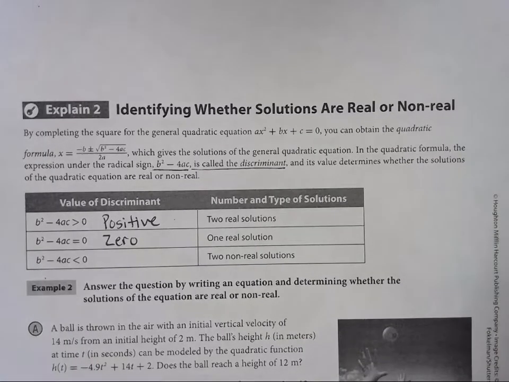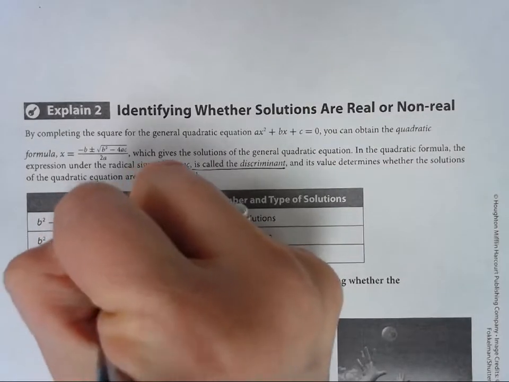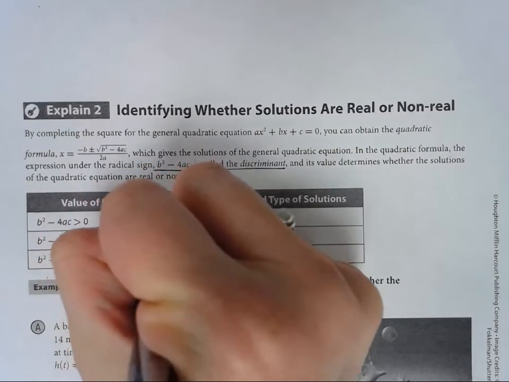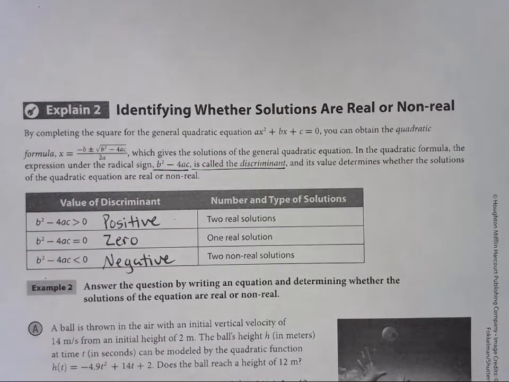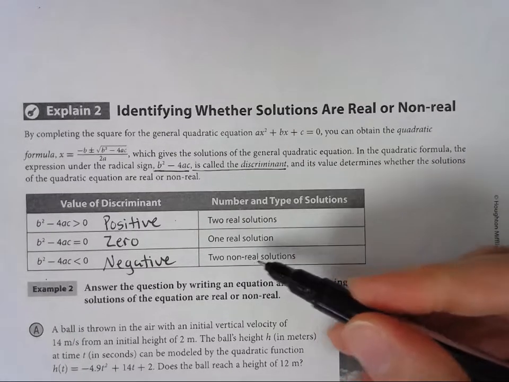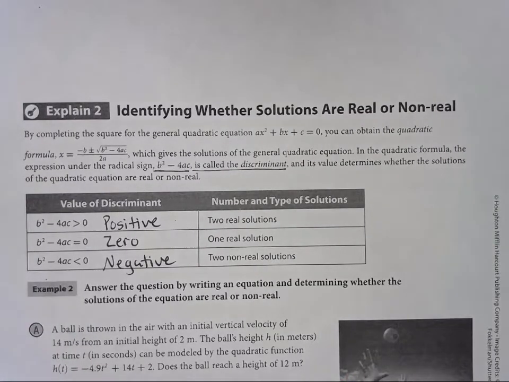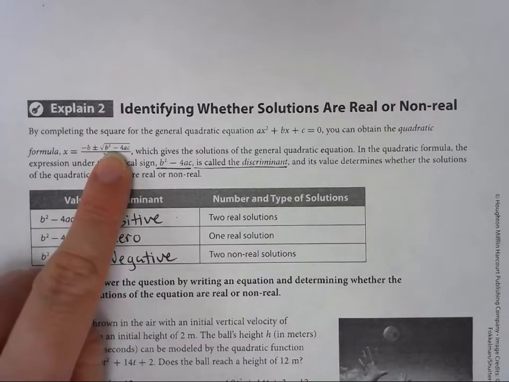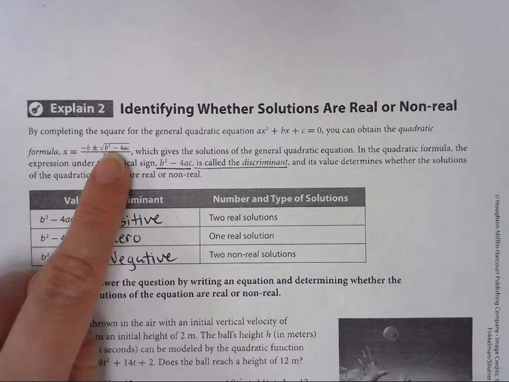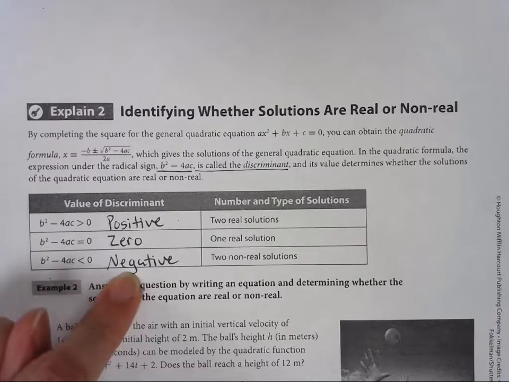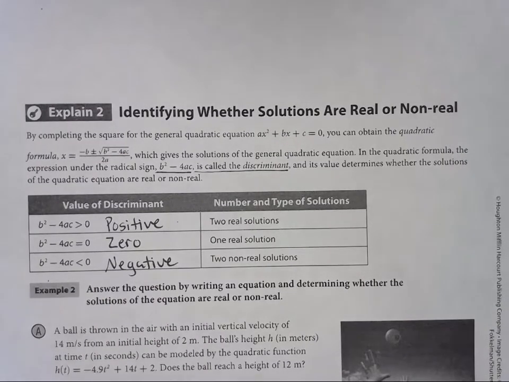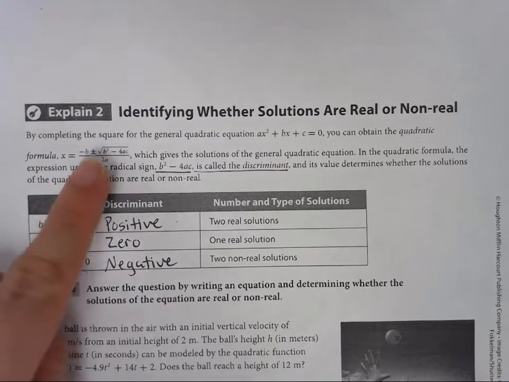And finally, if the discriminant is less than 0, meaning a negative number, you're going to have two non-real, meaning imaginary solutions. Again, think back where the discriminant is in the quadratic formula, under the radical sign. When you take the plus or minus square root of a negative value, it gives you an imaginary solution. You'll have two of those because of that plus and minus symbol.